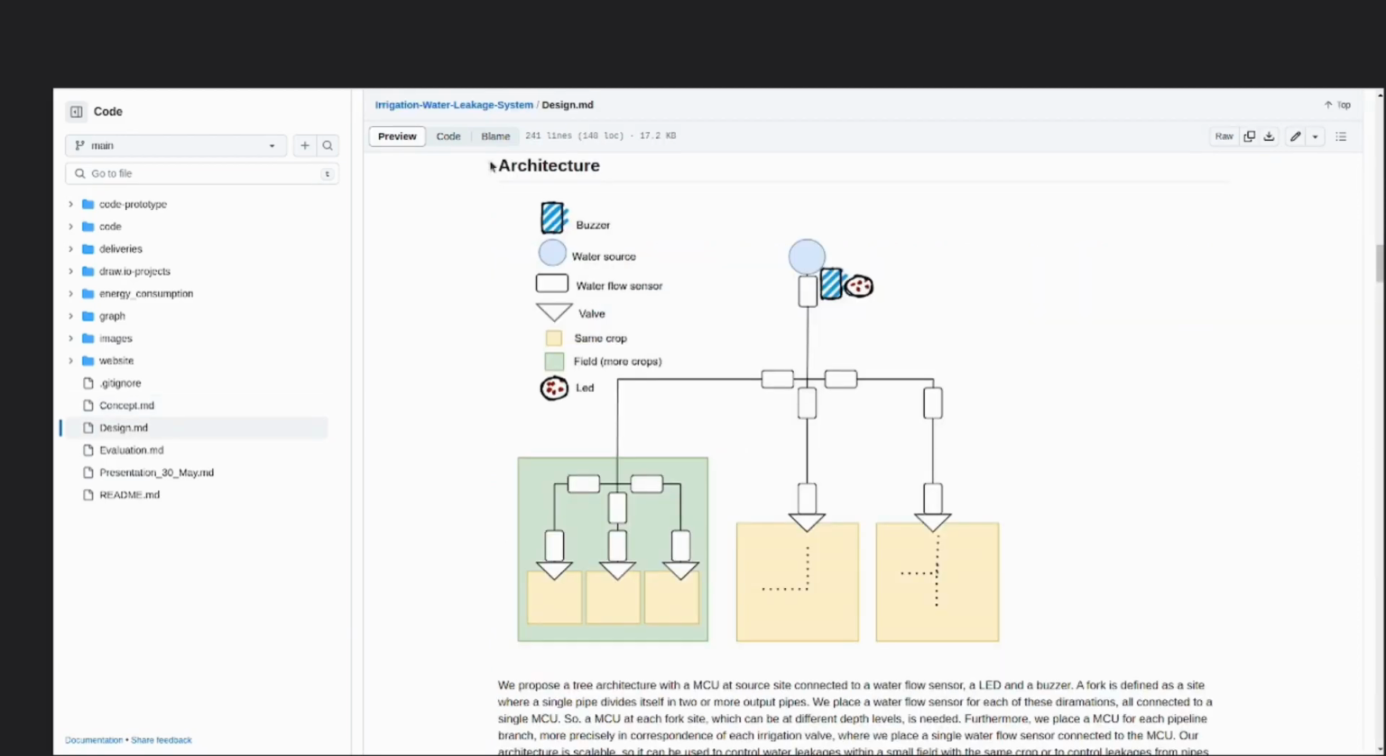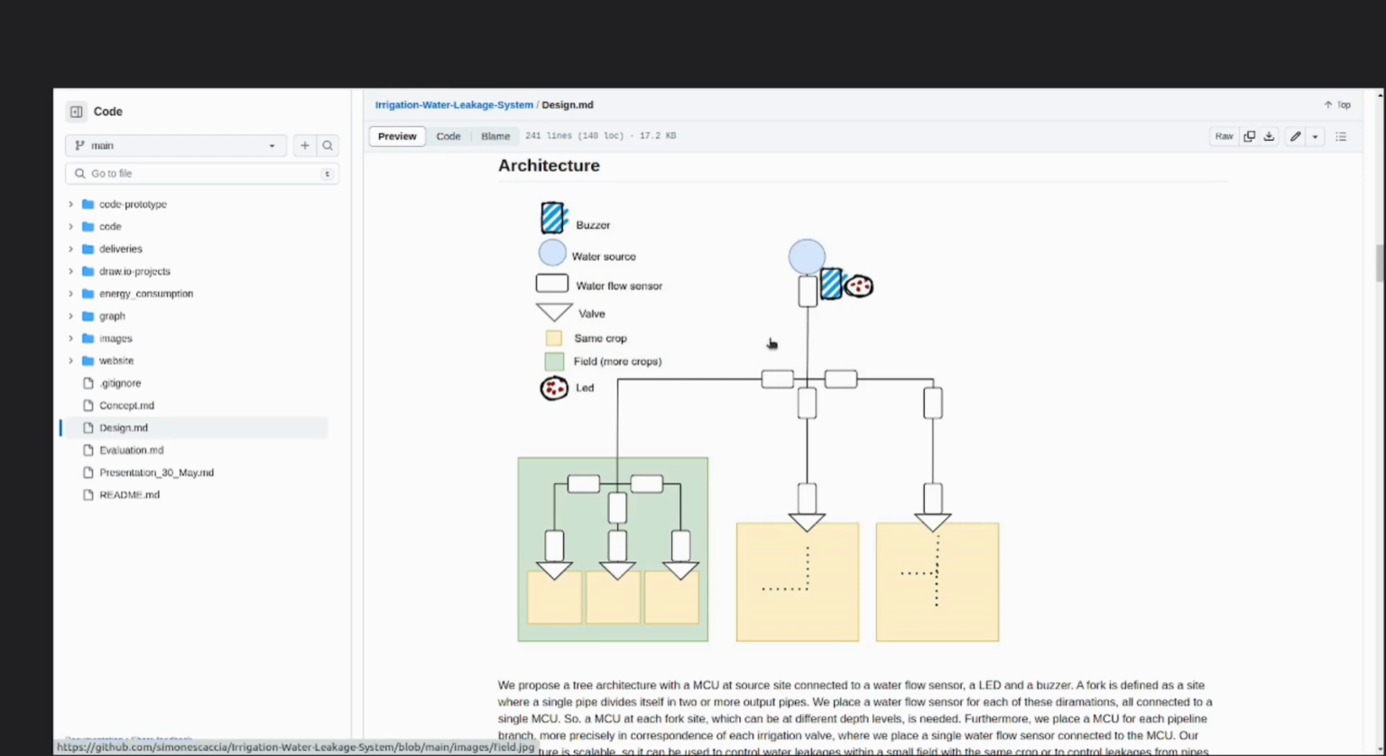Main hardware components of our system are an MCU, so a microcontroller unit, that in our case is an ESP32, more precisely the LilyGO ESP32 LoRa version 2. Then we have a buzzer and a LED used for the alarming system, and a water flow sensor. Obviously, there is also the cloud architecture.